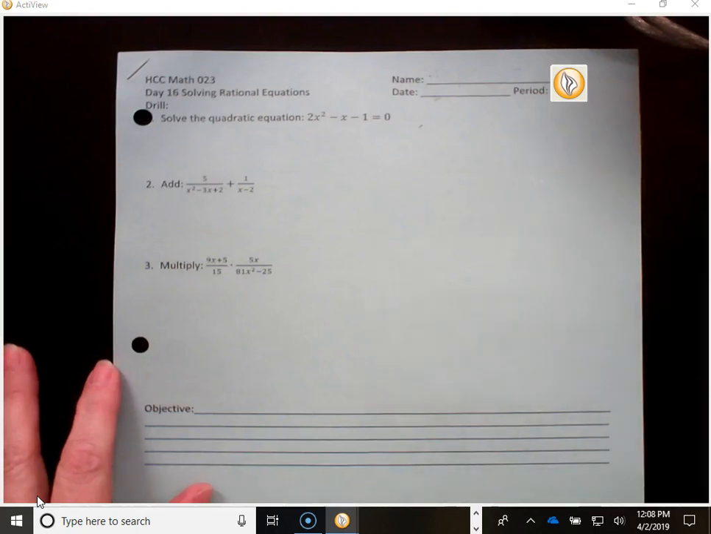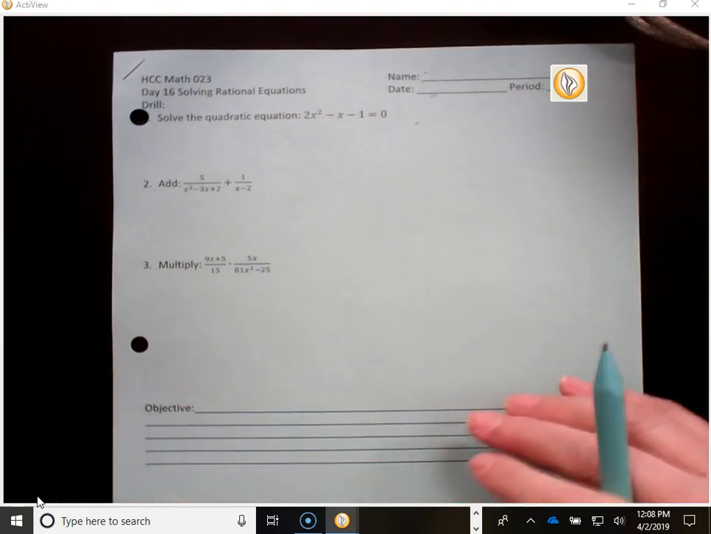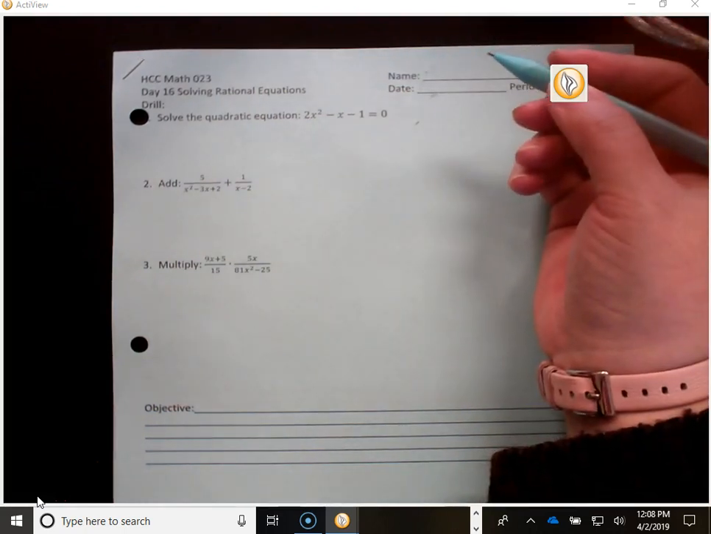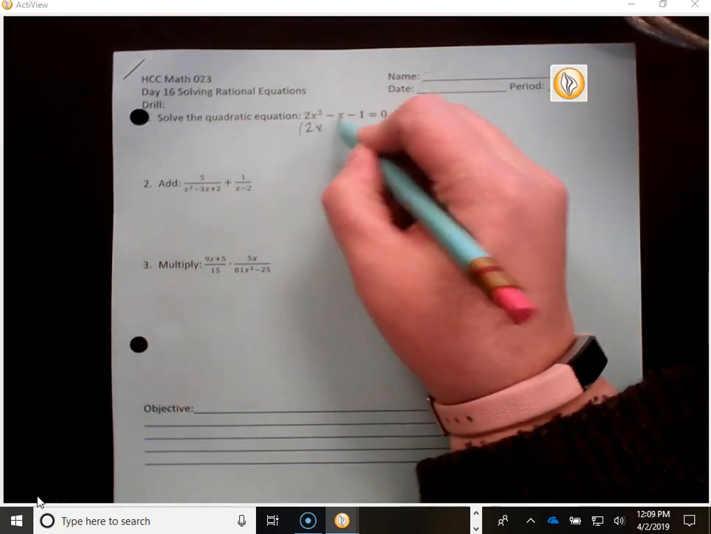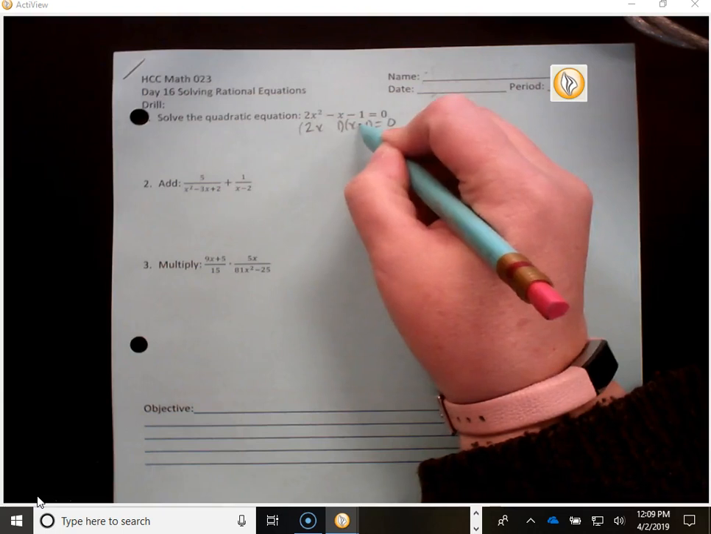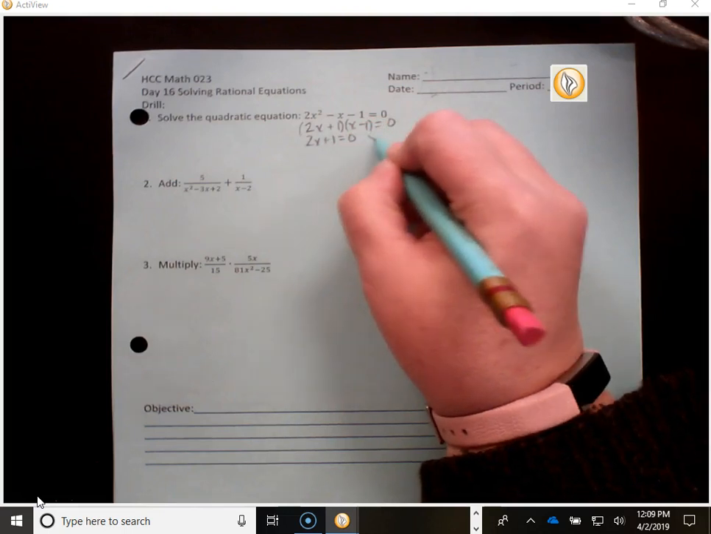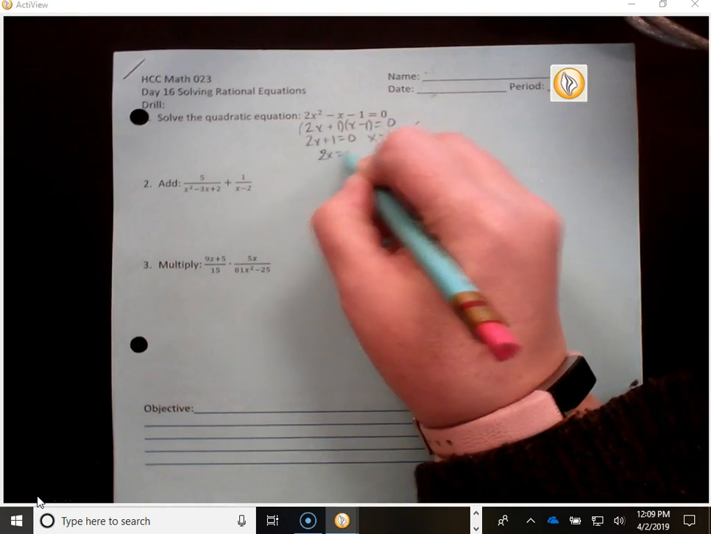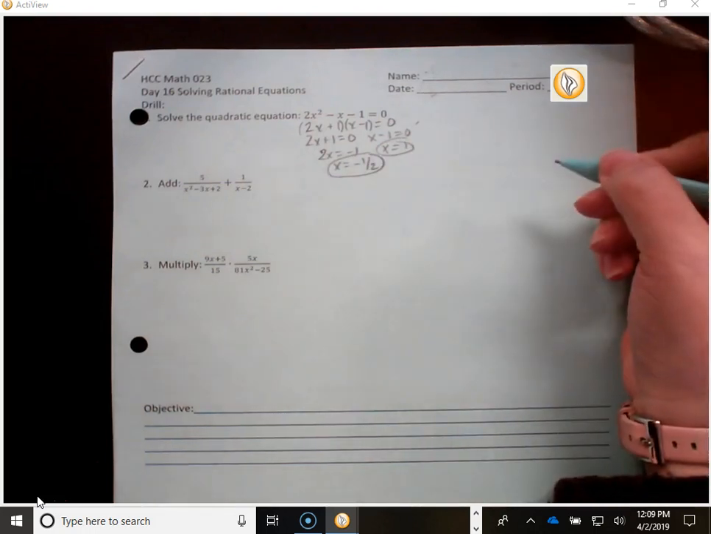So hopefully you were able to do the drill. I'm just going to quietly work through it here, and you can check your work. Solving the quadratic equation, of course, you can solve that by graphing, by factoring, or by the quadratic formula. I'm going to solve by factoring. So x equals negative 1/2 and x equals 1.